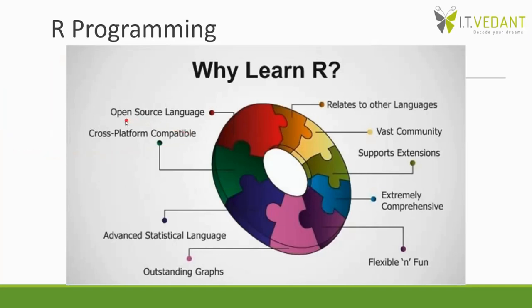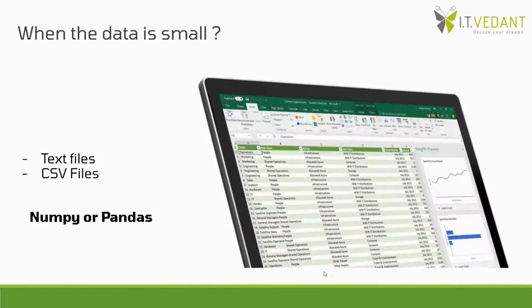Again, it's an open source language. It has advanced statistical functions which are very much inbuilt. In Python, we do not have them inbuilt. We have to use supporting libraries to work with them. We have beautiful graph functionalities available, and it's flexible to learn and fun to work with. So that is why we also teach R programming.